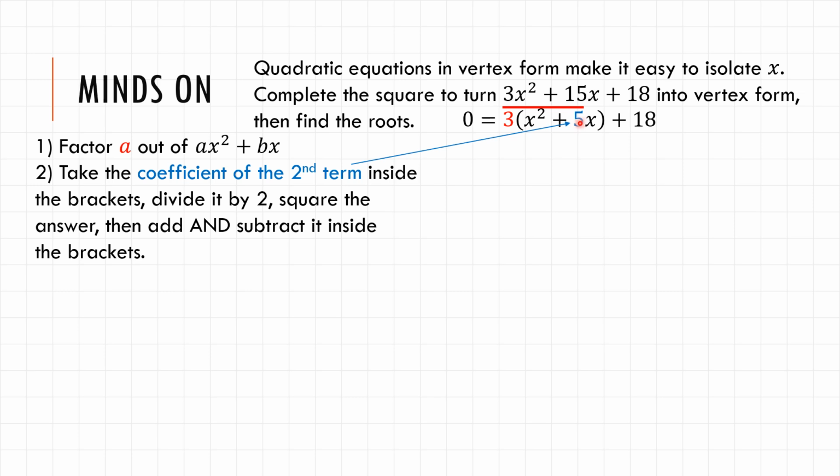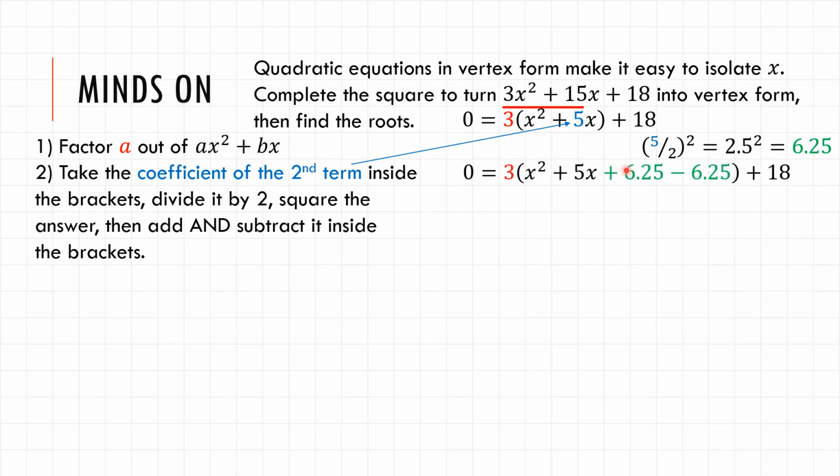So I'm going to take the number 5. I'm going to divide it by 2, and then I'm going to square whatever I get as my answer. So 5 divided by 2, and all of that squared is actually 2.5 squared, and that is 6.25. And this number, I'm going to add and subtract it inside these brackets. So I'm going to put it in just like this.